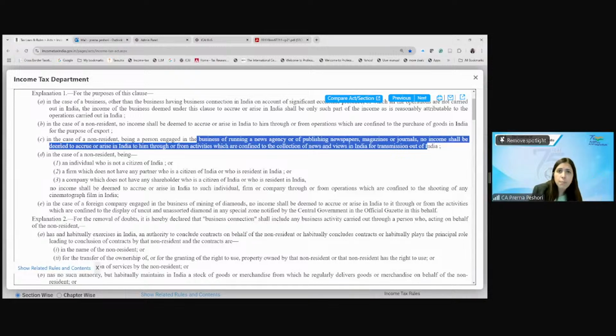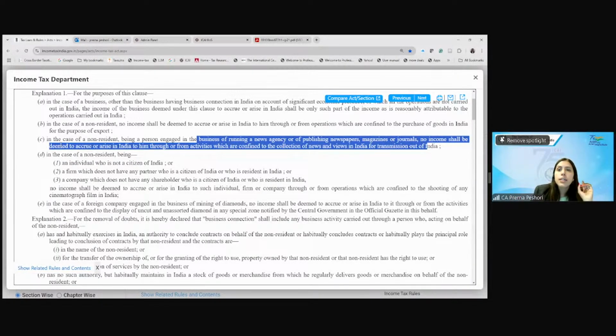So if, for example, there is some non-resident company, firm or individual coming and shooting a film here, doing a scene over here for a film, the income will not be deemed to accrue or arise in India. This is to promote the foreign agencies to shoot the films in India. In the case of a foreign company engaged in the business of mining of diamonds, no income shall be deemed to accrue or arise in India to it through or from the activities which are confined to the display of uncut and unassorted diamond in the SEZ.